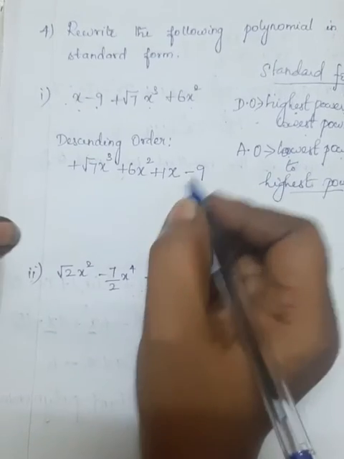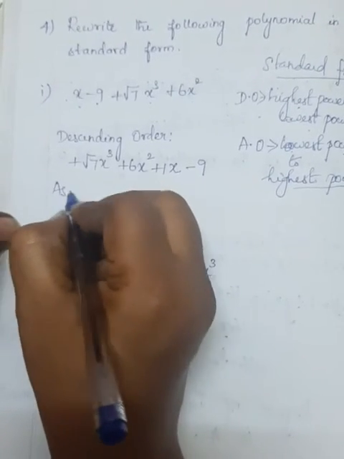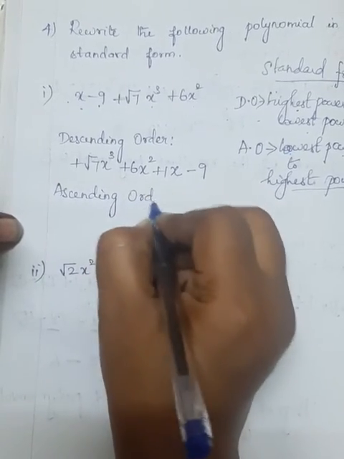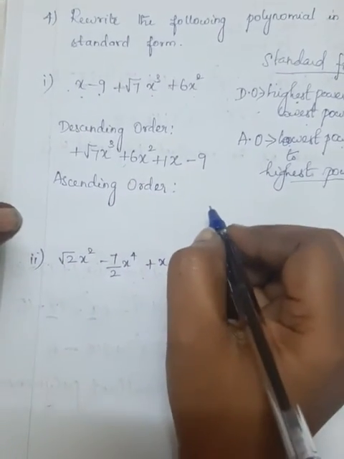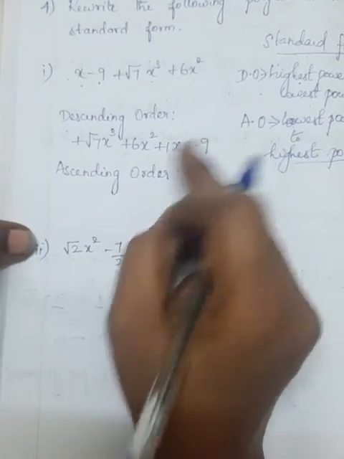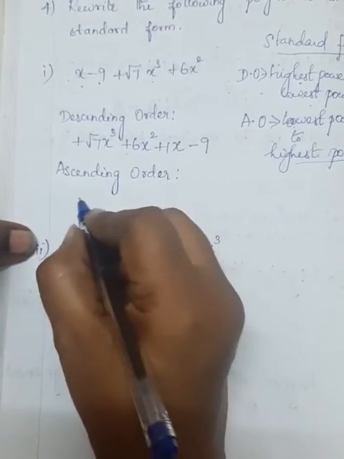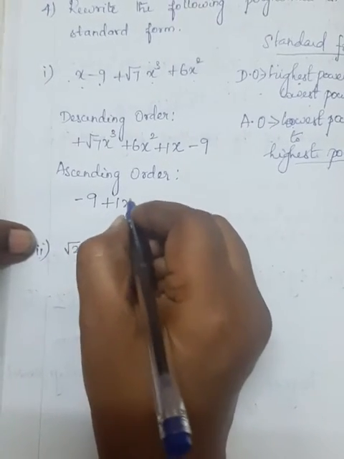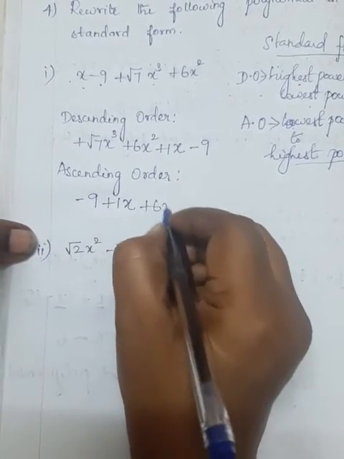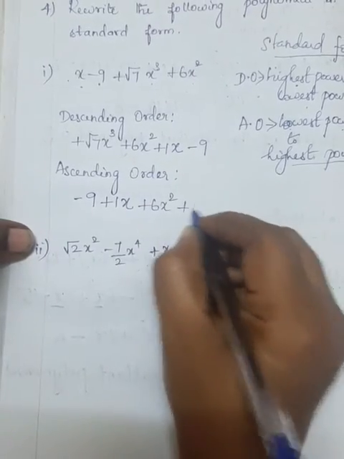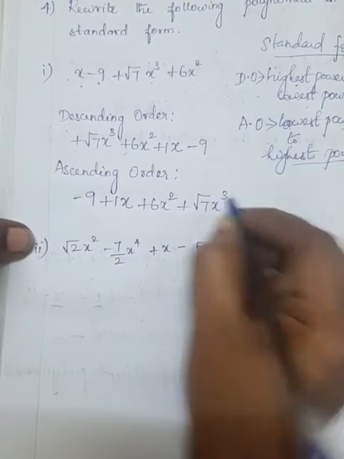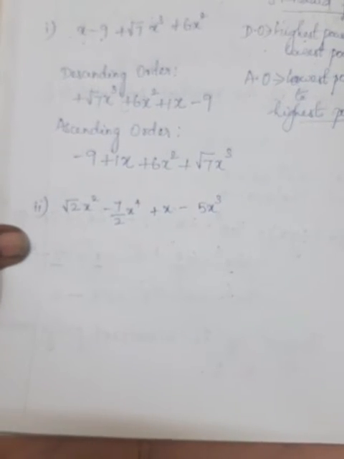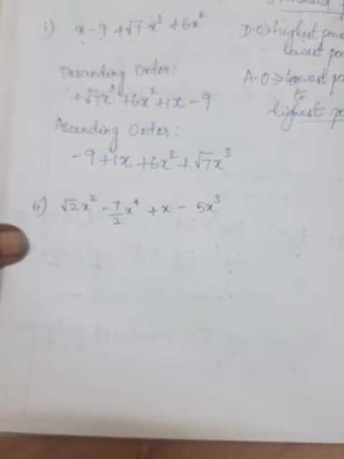So the next is the ascending order, okay? What do you mean by ascending order? From the lowest power to the highest power. So just you reverse this and write constant first. Minus 9 to the front, minus 9 plus 1x plus 6x square plus root 7x cube. That's all. This is the answer for ascending order. So now let's see the next second subdivision.